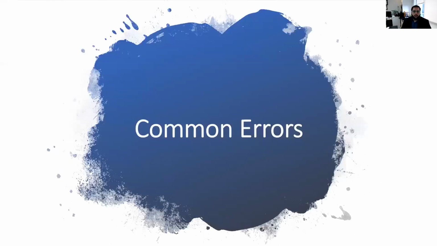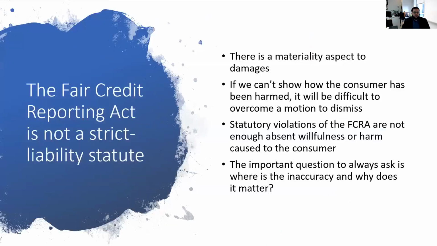I will start with common errors on credit reports. It's important that when we're first talking about common errors that people see on their credit reports that we first start with the Fair Credit Reporting Act. The Fair Credit Reporting Act is very important to remember. It's not a strict liability statute. What does that mean? Under the Fair Debt Collection Practices Act, which governs the conduct of third-party debt collectors, there's strict liability. So if the conduct occurred, then it's automatically a violation.